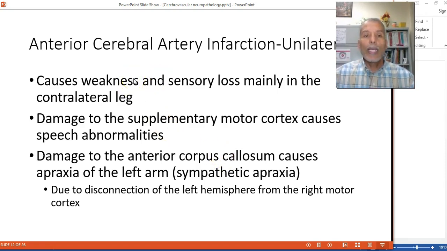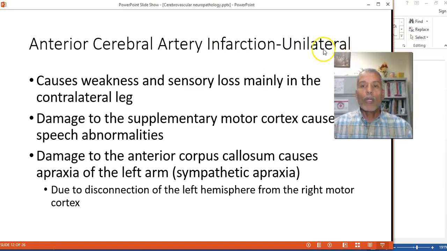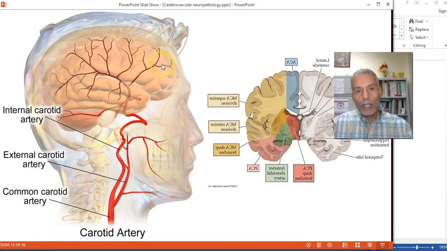Looking now at what happens if something in the territory of the anterior cerebral artery goes wrong, if there's an infarction there. First, we'll consider the unilateral infarction. Unilateral means on one side. So if it's on one side, it causes weakness and sensory loss, mainly in the opposite side, in the contralateral leg. And remember, anterior cerebral artery. This is the anterior cerebral artery here.